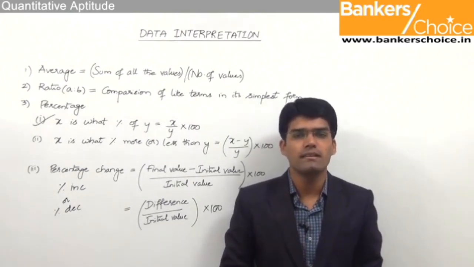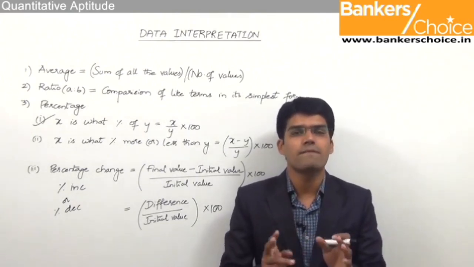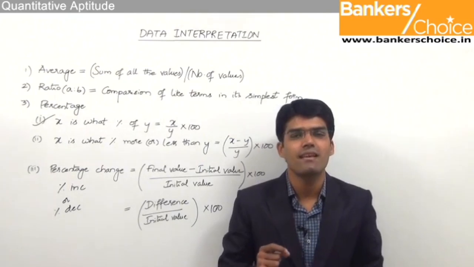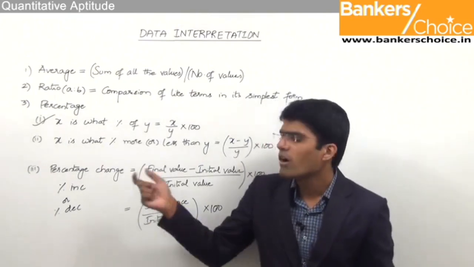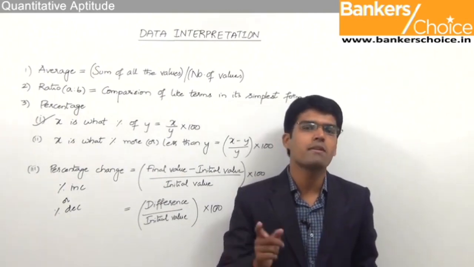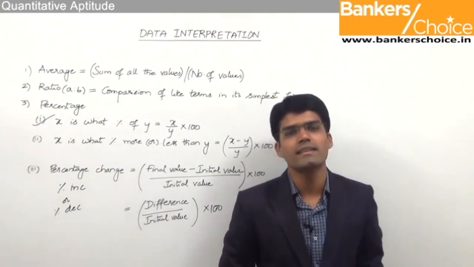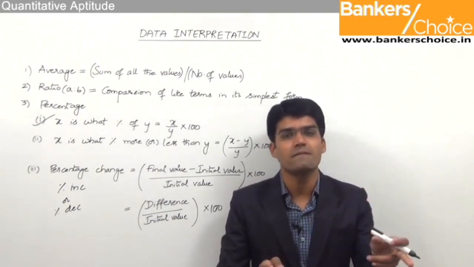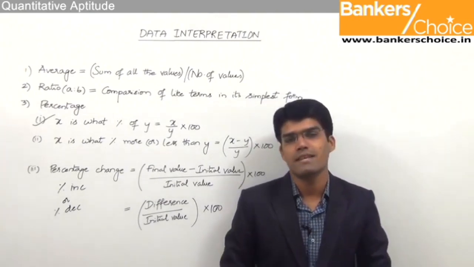And the last one here is the one in which both the years have not been given. The question simply says find out the percentage change or percentage increase or percentage decrease over the years. Remember friends, whenever the phrase over the years is used, we always consider the first year as the initial value and the last year as the final value.